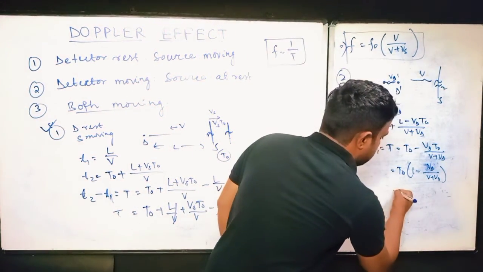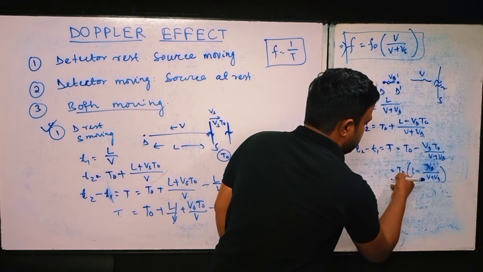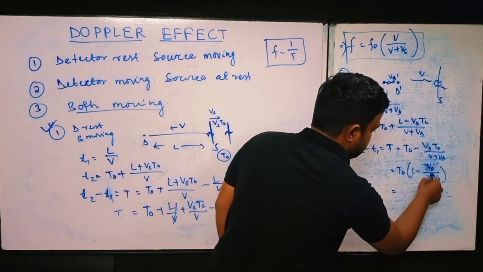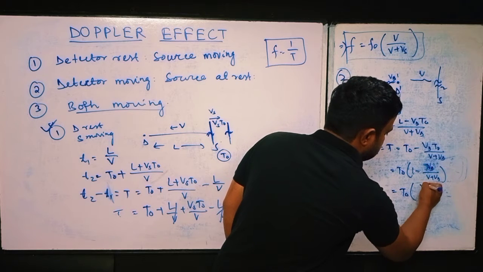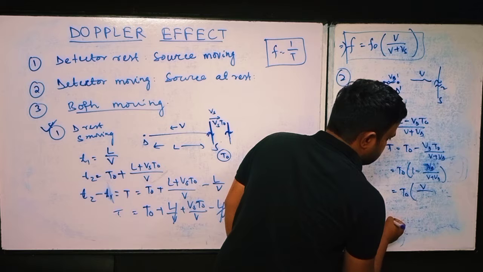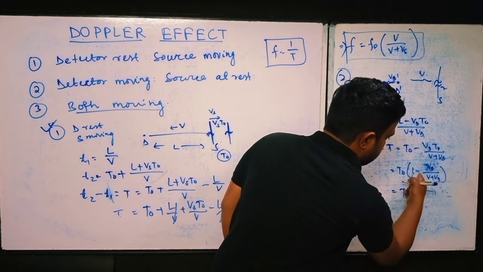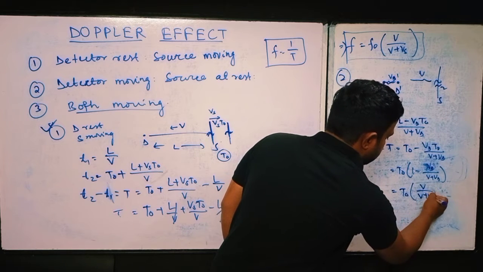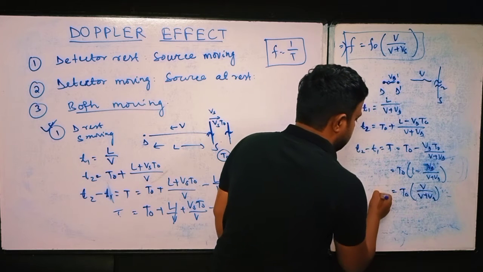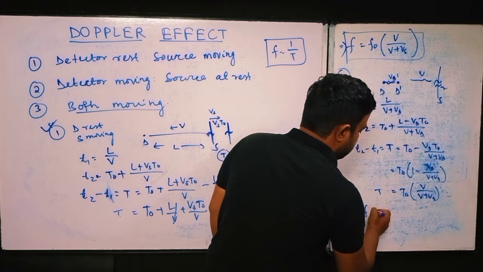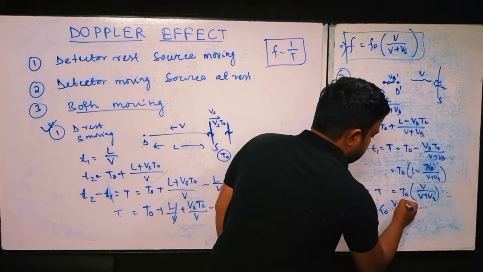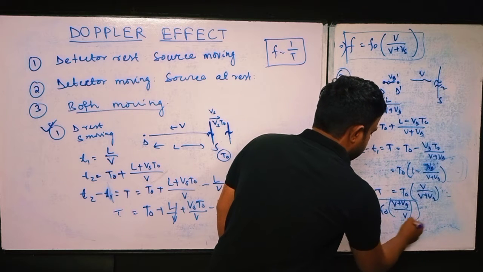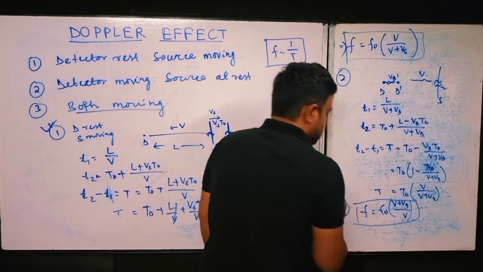Now take the common denominator, the LCM is V plus Vd, so the Vd cancels and this will be T0 times V by V plus Vd. If this is your T, then in terms of frequency, it will be the reciprocal: F equals F0 times (V plus Vd) by V. So now see the difference here. This is case number 2.